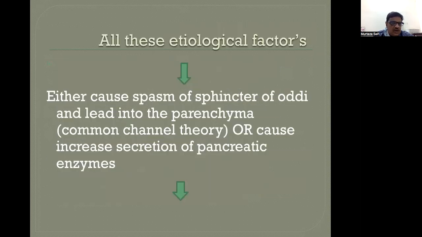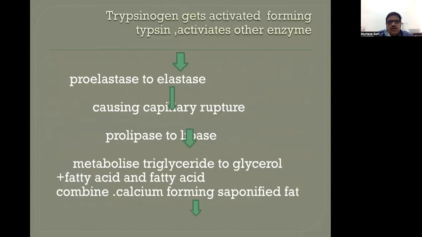All these etiological factors either cause spasm of the sphincter of Oddi and reflux into the parenchyma, the common channel theory, or cause increased secretion of pancreatic enzymes, in which trypsinogen gets activated to trypsin, which activates other enzymes. Proelastase is converted to elastase, which leads to capillary rupture. Prolipase is converted to lipase, which metabolizes triglyceride to glycerol and fatty acid, and fatty acid combines with calcium forming saponified fat.